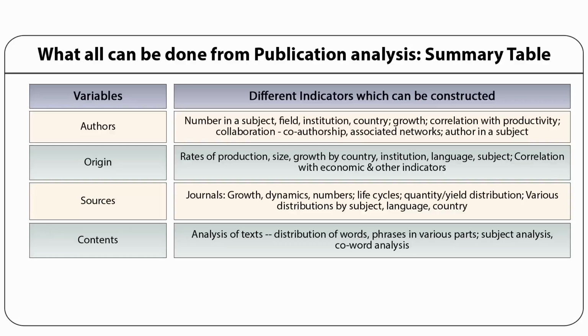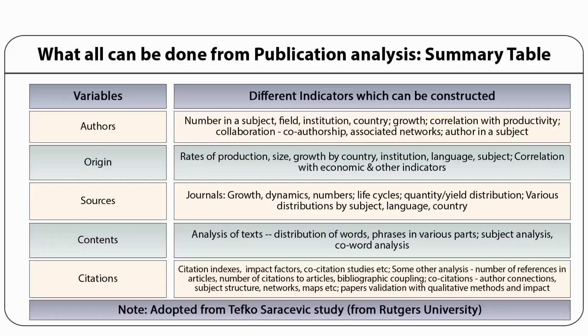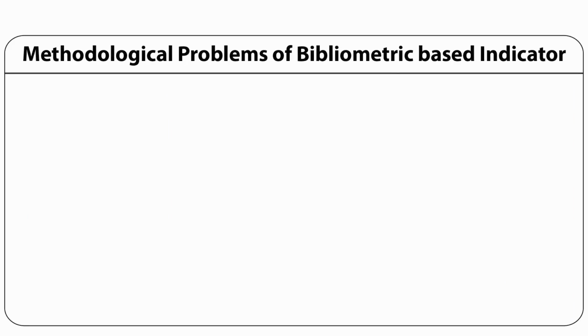When we take citation as a variable, we can capture citation indices, impact factors, undertake co-citation studies. Some other analyses possible are number of references in articles, number of citations in articles, bibliographic coupling, co-citations, author connection through citations, subject structure identification, network maps, etc. In applying these bibliometric based indicators, we should also be aware of their methodological problems.